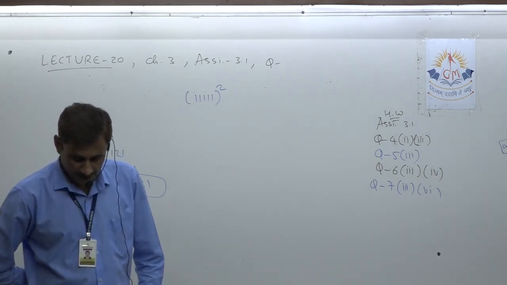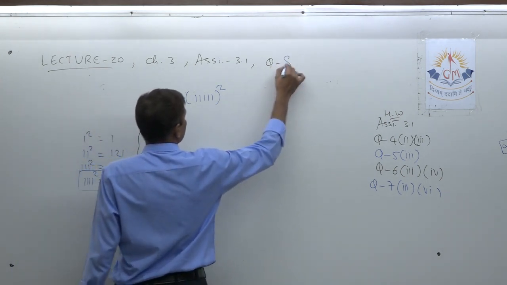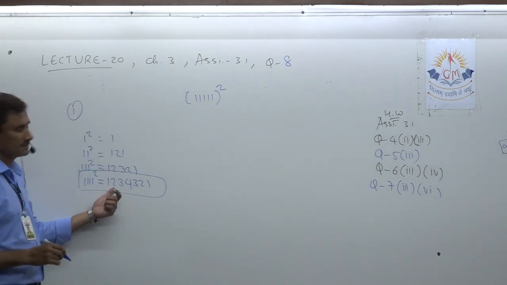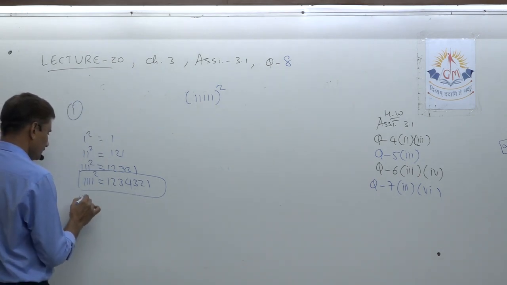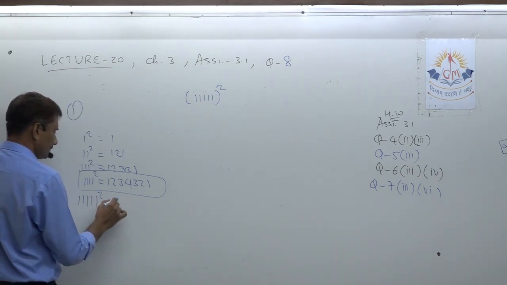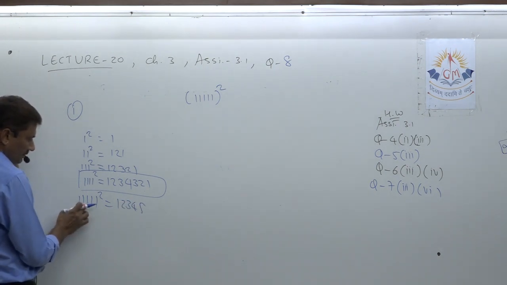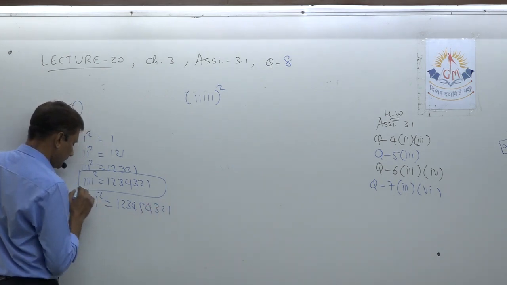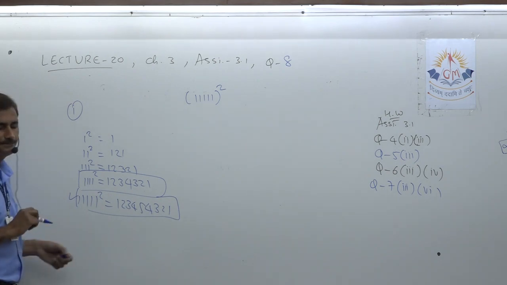Okay, then the second one, question number 8, sub question number 1. So we got that answer. Sorry, 5 are there. So 1, 2, 3, 4, 5, then decrease 4, 3, 2, 1. So that is our answer, because 5 ones are given there. That's why.